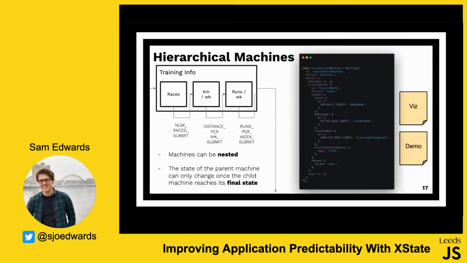So the example I've got here is if we had a training info panel, we want to collect some information about the user. They have to enter the number of races they've done, how far they've run a week, and how many runs they've run a week before we'll let them move on with the journey. And you can see how this is represented in the JSON is very similar to how we've done it originally. So it's states within states. And when it reaches this final state, that is when it's going to say, okay, you're done, you can move on to the next parent node.